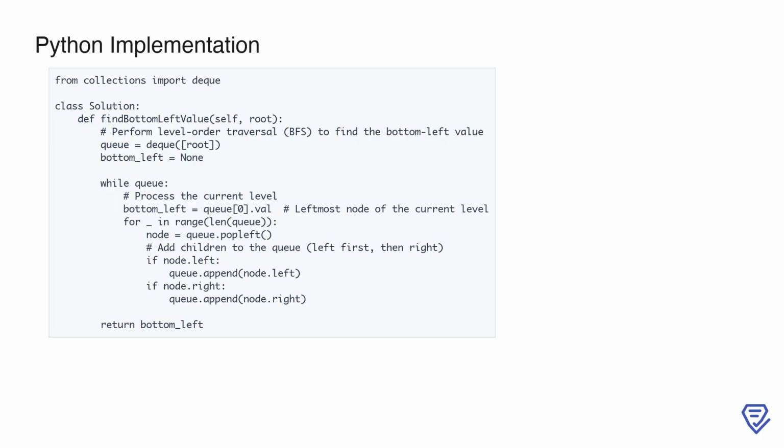This solution efficiently handles all edge cases, including trees with only one node, null children, or highly unbalanced structures. It operates in O(n) time complexity, where n is the number of nodes, as each node is visited exactly once. The space complexity is O(w), where w is the maximum width of the tree, corresponding to the size of the queue at its largest level.